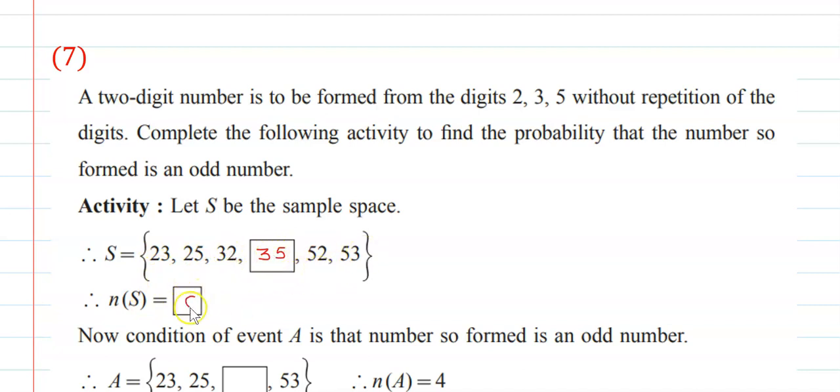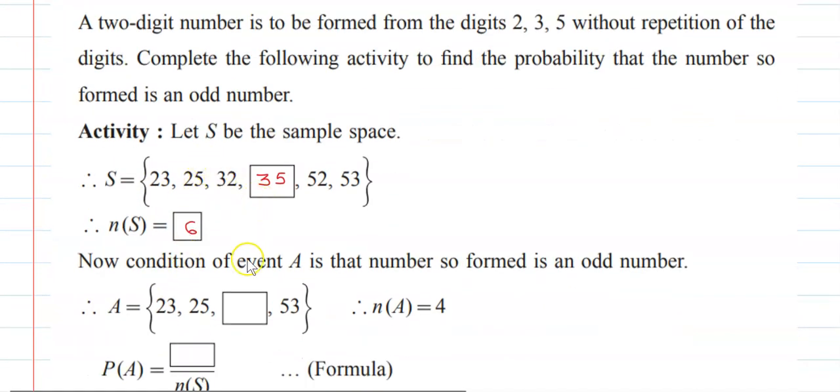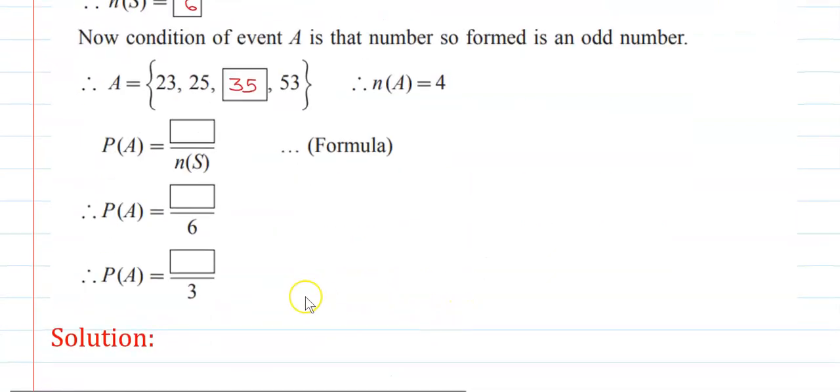Here is a 6. Odd numbers: 23, 25, and here 35, and 53. N of A is 4. P of A is equal to N of A upon N of S. N of A is 4, N of S is 6. If you simplify, then you will get 2 by 3, and this is the answer.